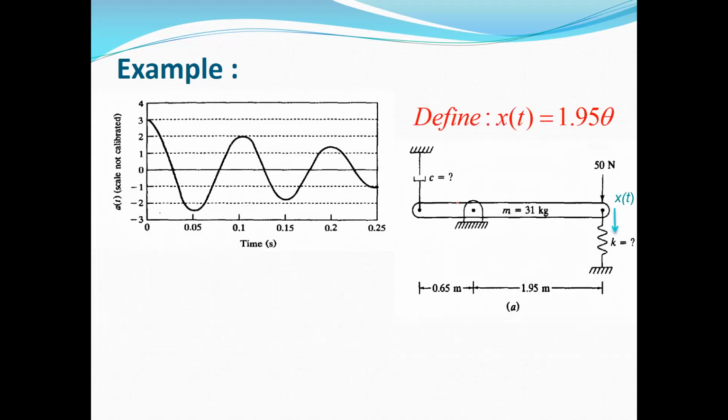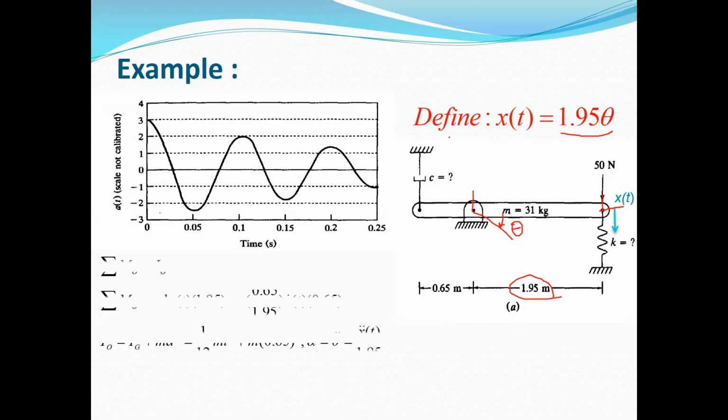And this is a single degree of freedom system, because if you assume that x(t) is the degree of freedom, it is a function of theta, and theta is the rotation about the equilibrium position. So if we call it theta, x(t) is equal to 1.95 times theta, and 1.95 is the length of this arm, the distance between point P and point O. So by using x(t), we try to extract the equation of motion.